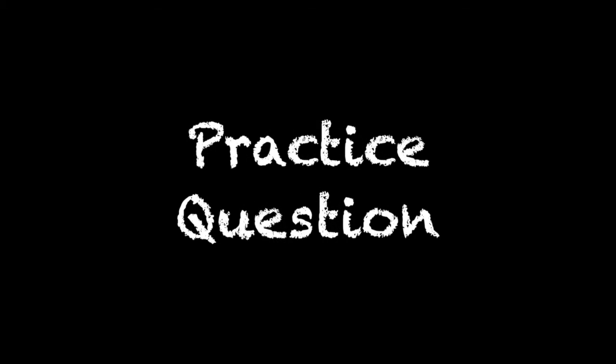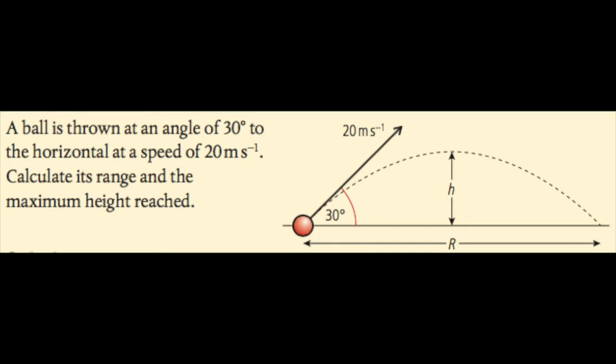So now let's try to apply it to an example. A ball is thrown at an angle of 30 degrees to the horizontal at a speed of 20 meters per second. Calculate its range and the maximum height reached.